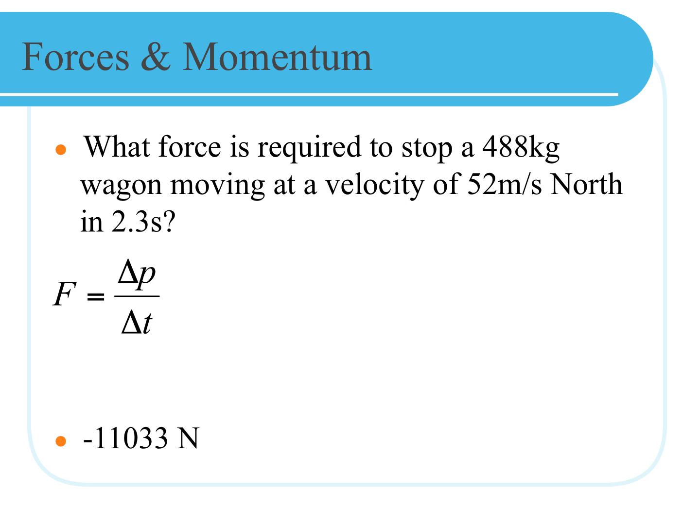All right, so what force is required to stop a 488 kilogram wagon moving at a velocity of 52 meters per second north in 2.3 seconds? So what type of force is probably being applied here? Gravity, if we're going to pull it to a stop. Friction, it could be friction, right? It could be just an applied brake. It could be both of those things. It doesn't really matter. We just know that the sum of these forces is causing our object to stop.